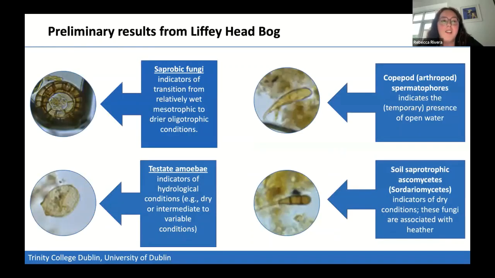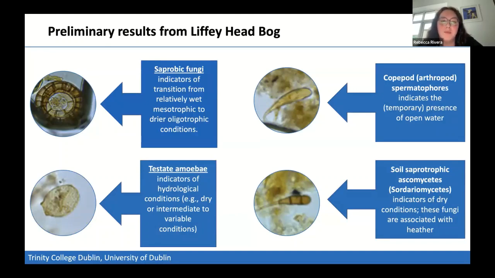So these are very preliminary results that we have from Liffeyhead Bog. We haven't compared them to anything, so these indicators are just based off what these fungi have typically been known to indicate in other peatlands in Europe. If they mean the same thing in Ireland, great, but we'll have to see.